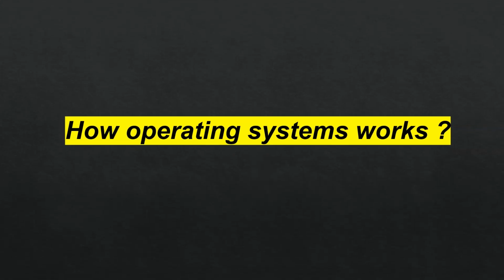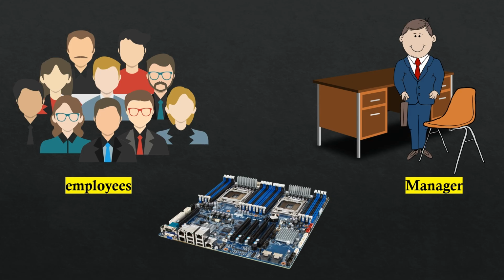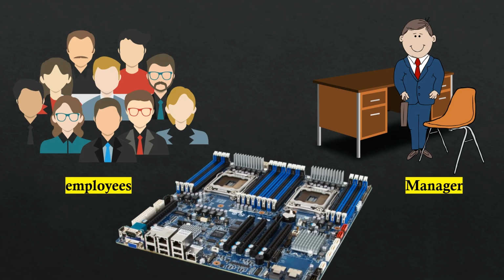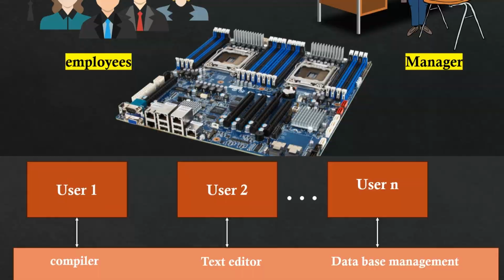How does an operating system work? Now the interesting part is, how does an operating system actually work? We can think of it as a manager in an office. When many employees, that is software, want work done using the same resources or hardware, the OS decides who gets what and for how long.